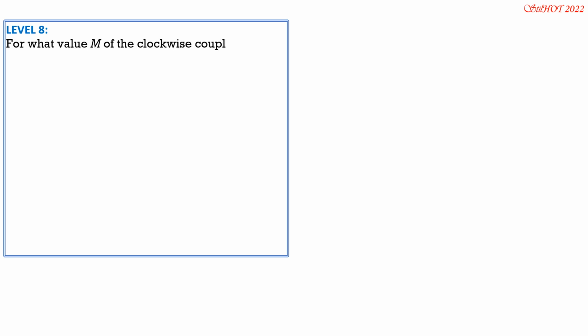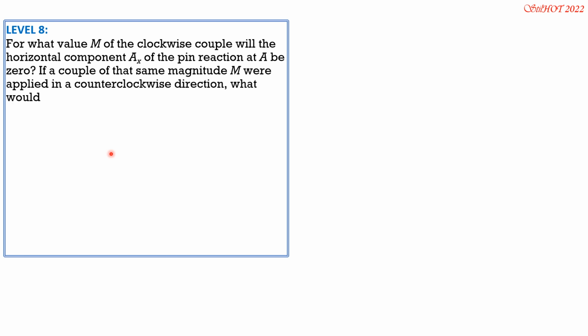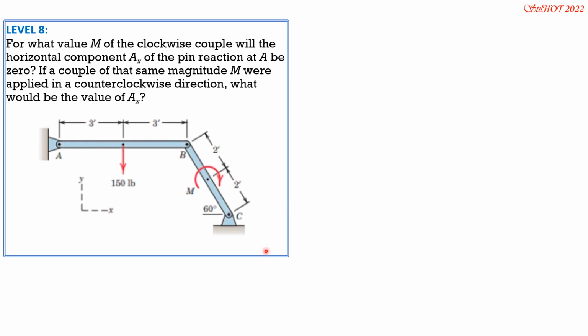For what value M of the clockwise couple will the horizontal component AX of the pin reaction at A be 0? If a couple of that same magnitude M were applied in a counterclockwise direction, what would be the value of AX? So here is the given figure. Let's just assume AX is in that direction, and if we isolate member AB, because the loading is 150 at the center, definitely the vertical reaction at A will be half of 150, so it is 75.